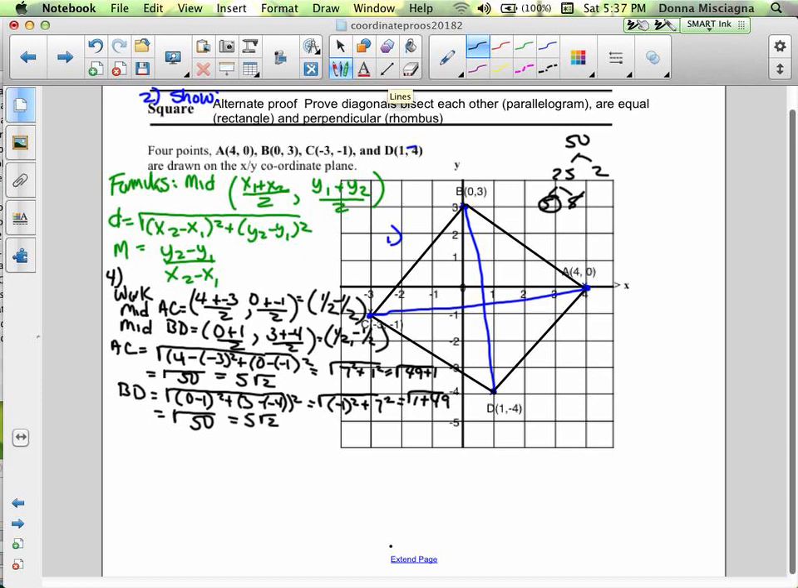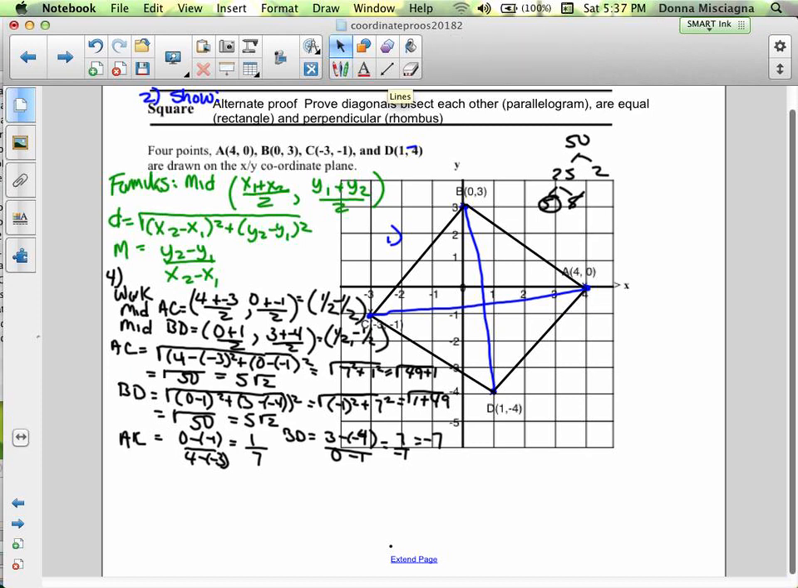All right, so we got the midpoints, we got the length, we need the slope of the 2 diagonals, so we can show it's a rhombus. The slope of AC would be 0 minus a negative 1 divided by 4 minus a negative 3. So that'd be 0 plus 1, that's 1, and 4 plus 3, that's 7. And then BD, that would be 3 minus a negative 4 over 0 minus 1. So that's going to be 3 plus 4, that's 7, divided by negative 1, that's negative 7. And that's all our work that we need.